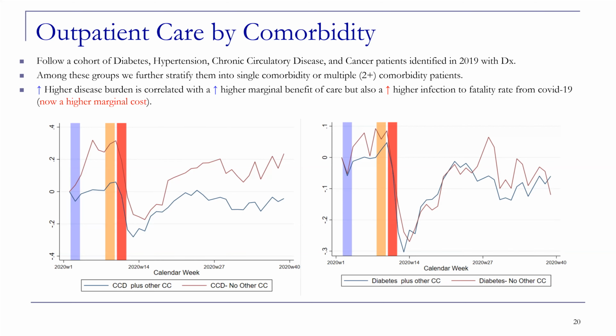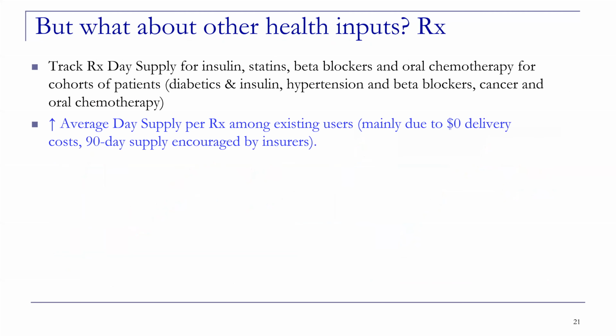We see less of that in diabetes, but this just goes to show, my point here is that if we think that the marginal benefit of care for a group is high and that group shouldn't be deferring care, we should also be thinking about the marginal cost, because the marginal cost is really going to impede the return as long as the COVID cases are high, since the infection to fatality rate is correlated with comorbidities as well. Okay. Now we can step back as well and think about other inputs in the health production function.